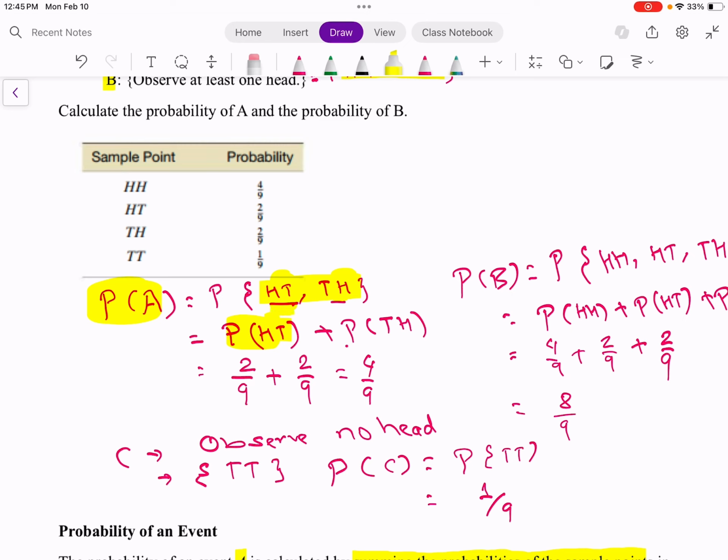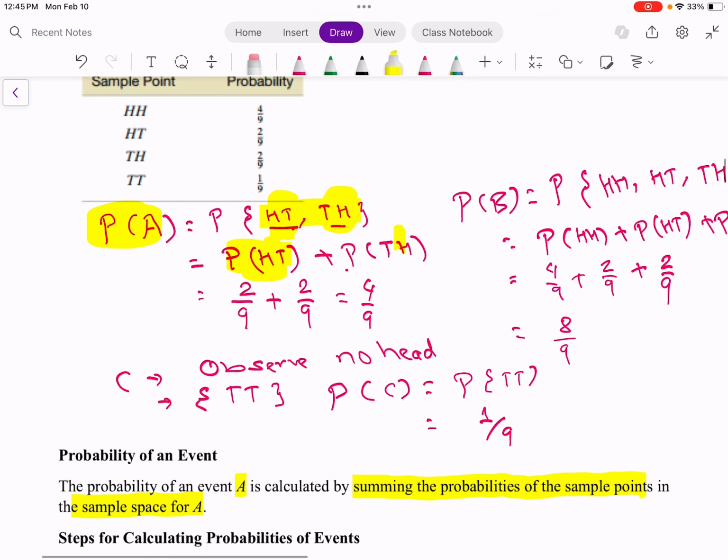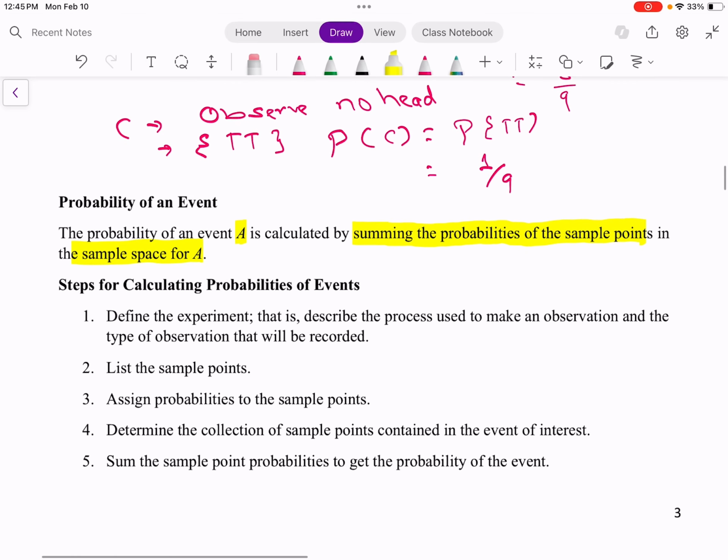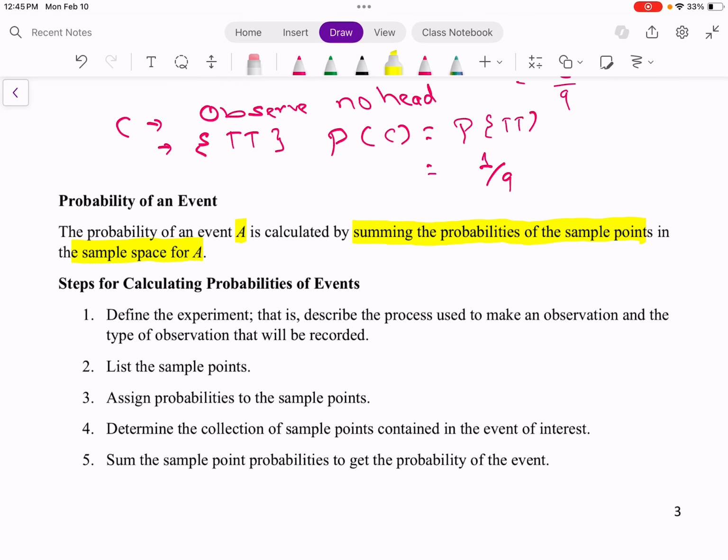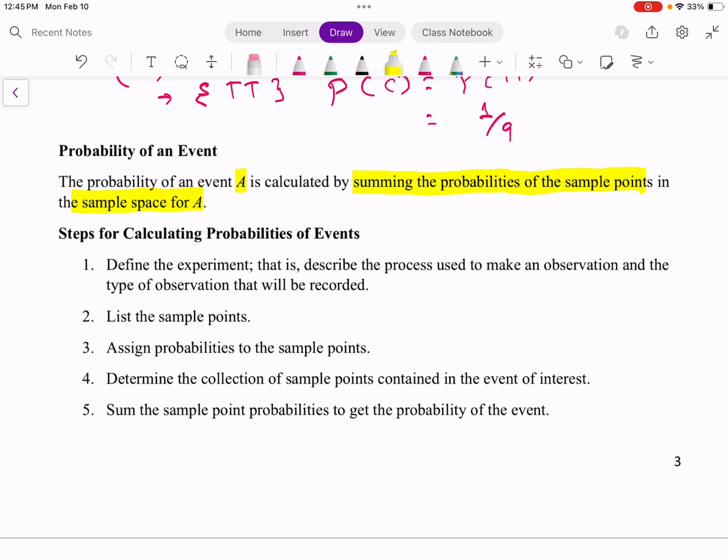So we added the probability of getting head-tail and the probability of getting tail-head, okay? So this is how we find the probability of an event. You are adding the probability of getting each sample point in that event A. Now we have a general set of steps for calculating probabilities of an event.